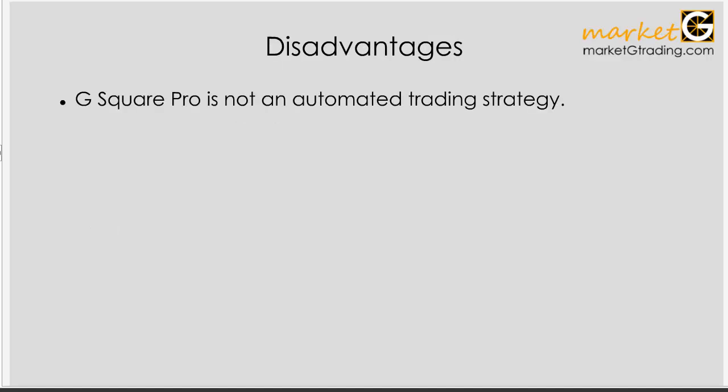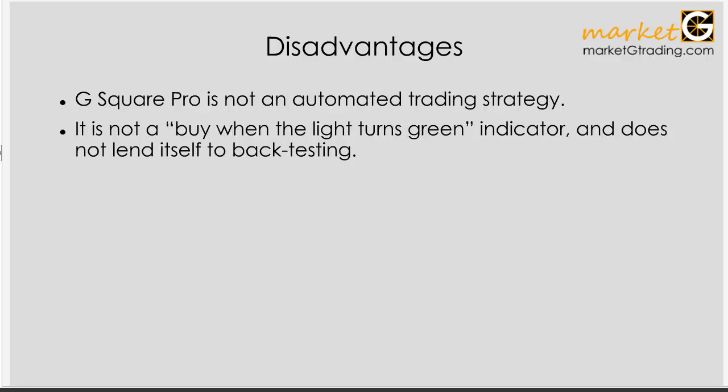There are some disadvantages too. G Square Pro is not an automated trading strategy. It's not a buy-when-the-light-turns-green indicator and does not lend itself to back testing.